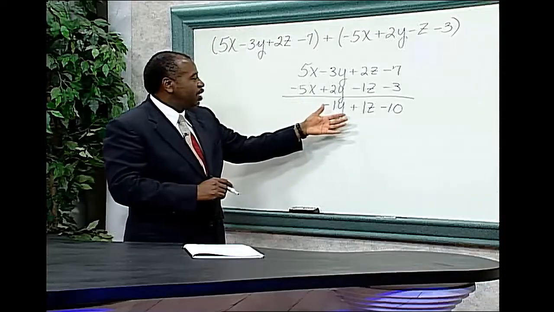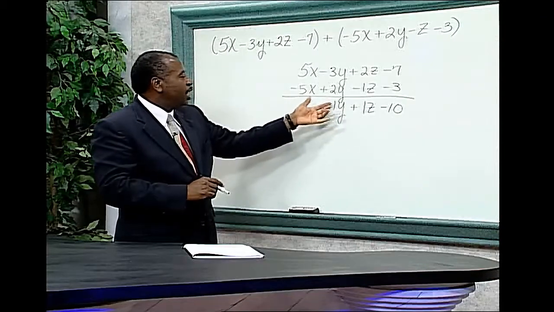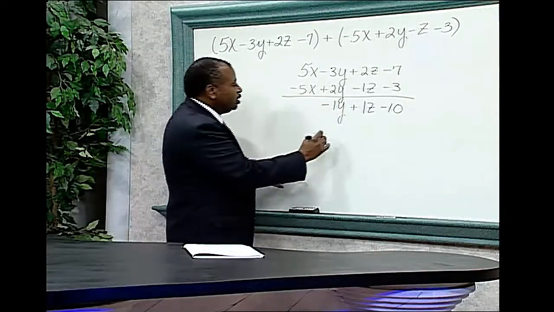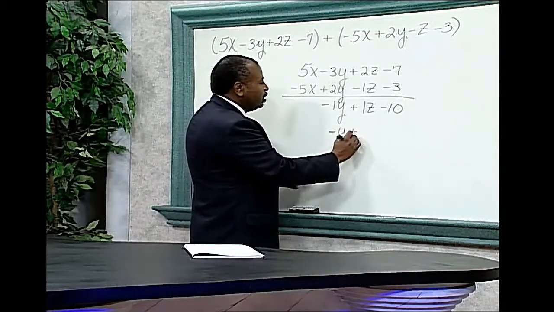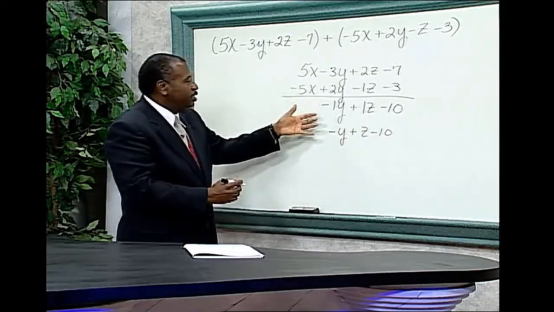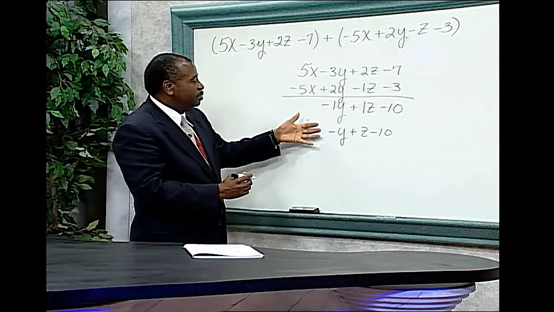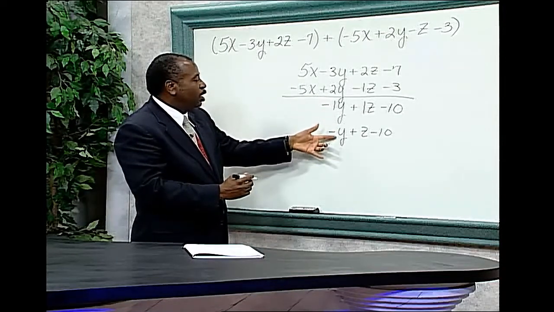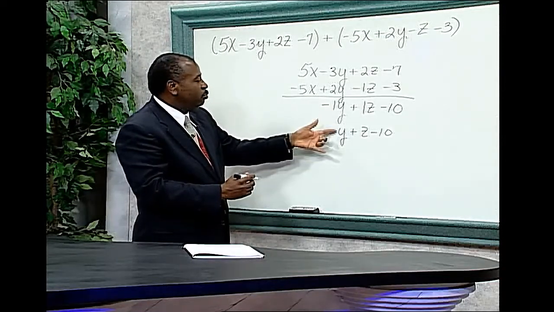Another way to write this same problem is to write it without utilizing the 1. Negative y plus z minus 10. This is another way to write this same solution, because it's understood that when a 1 isn't there, an imaginary 1 is present.